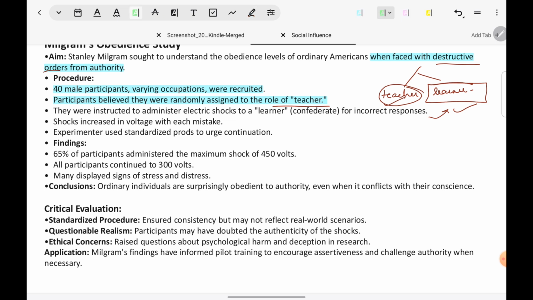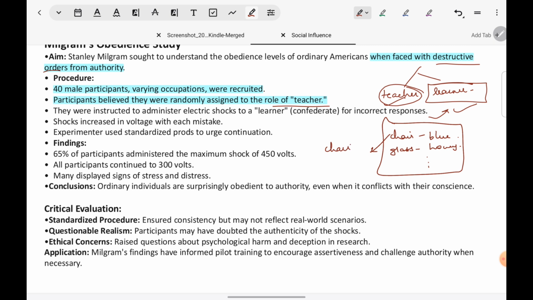Now what the teacher had to do in this study was teach the learner a list of words. A paired associate task was there. So for example, words like chair, blue, glass, honey, any words would be paired with each other, and such a list of several such words the teacher had to teach the learner. After teaching that list to the learner, the teacher had to test the learner on the memory for the list. So the teacher would show a word to the learner, say chair, during the test, and the learner had to say which was the word that came along with chair. So this type of a task was used.